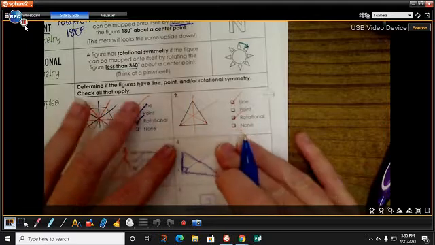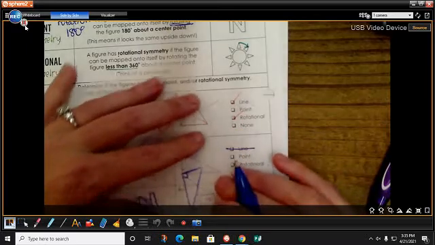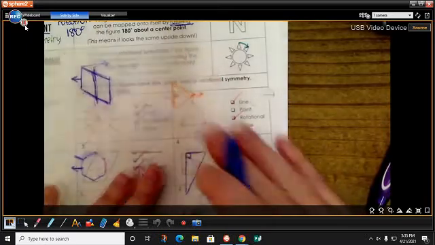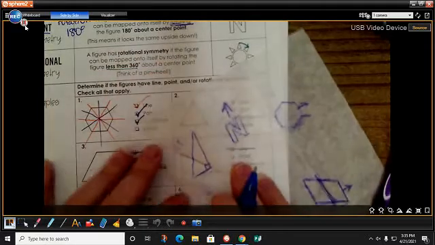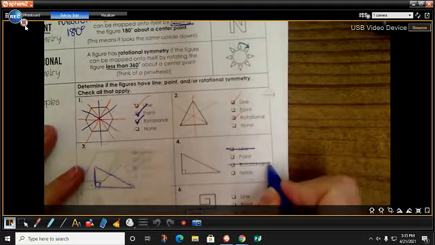What about rotational symmetry? What if I rotate this? Oh, nope, nope, nope, nope. Doesn't look like I have rotational symmetry. Well, if I don't have rotation, then I don't have point, because you have to rotate to get point. And so you're going to see how this works.